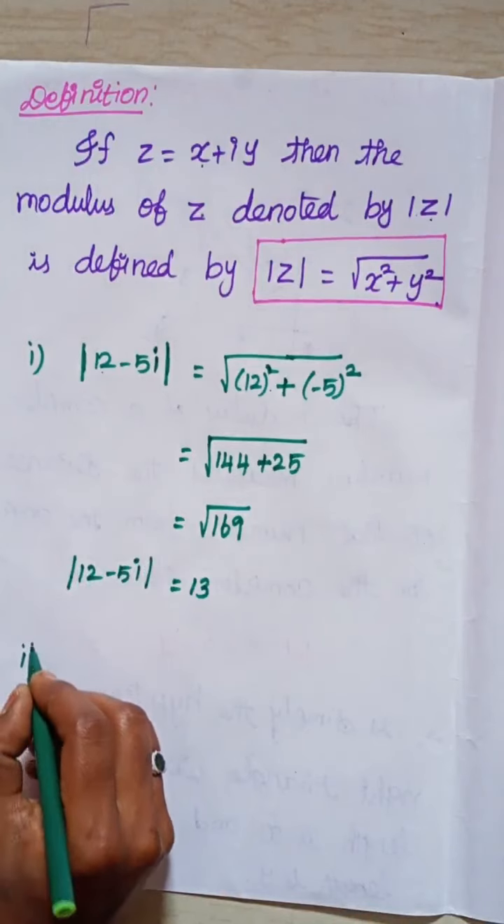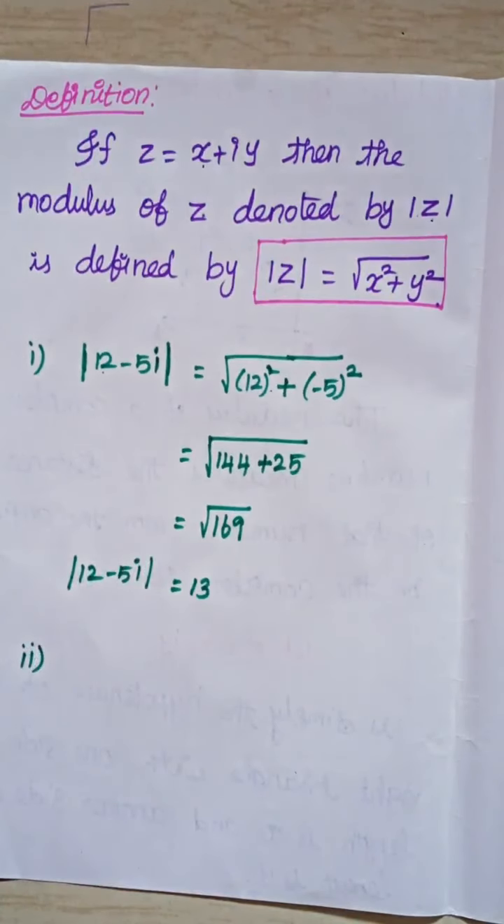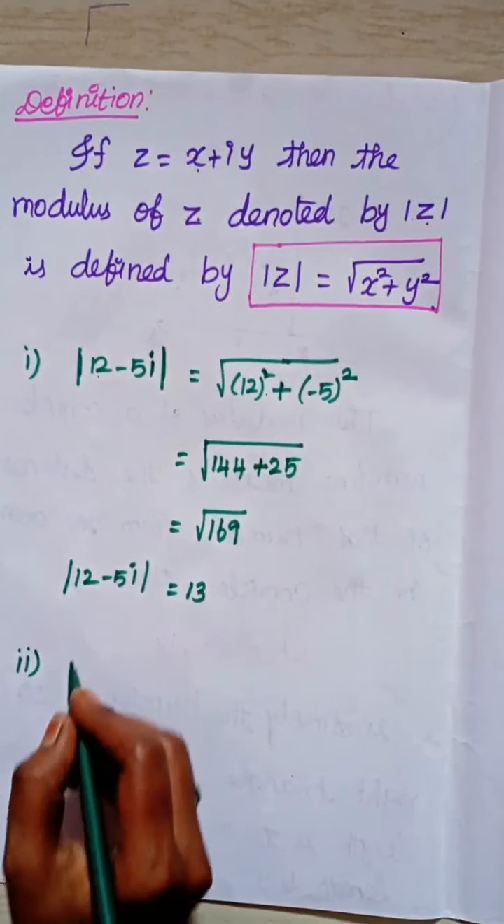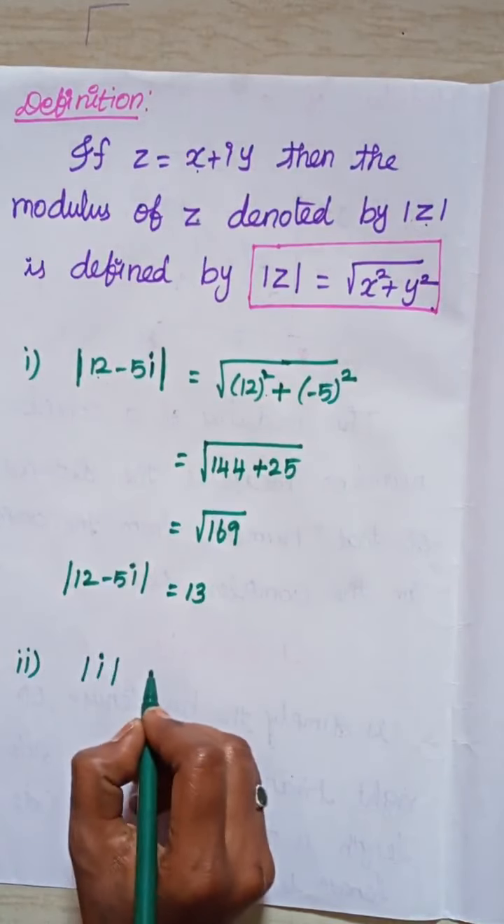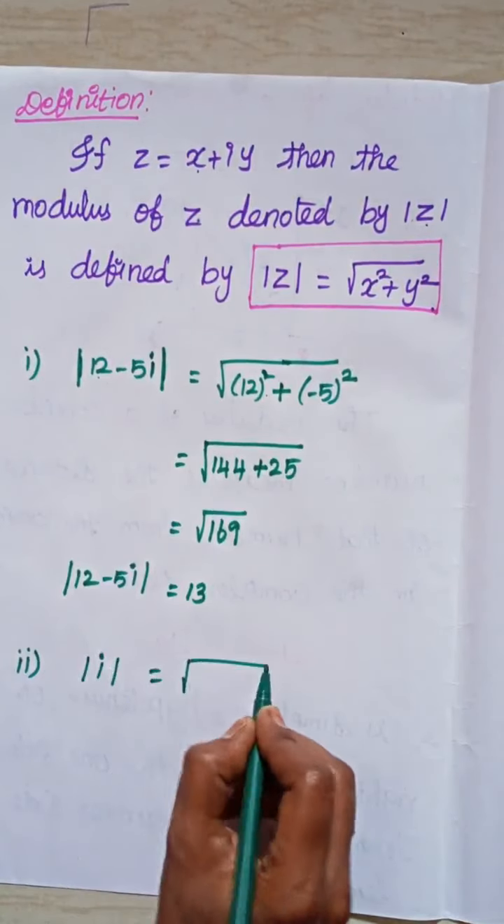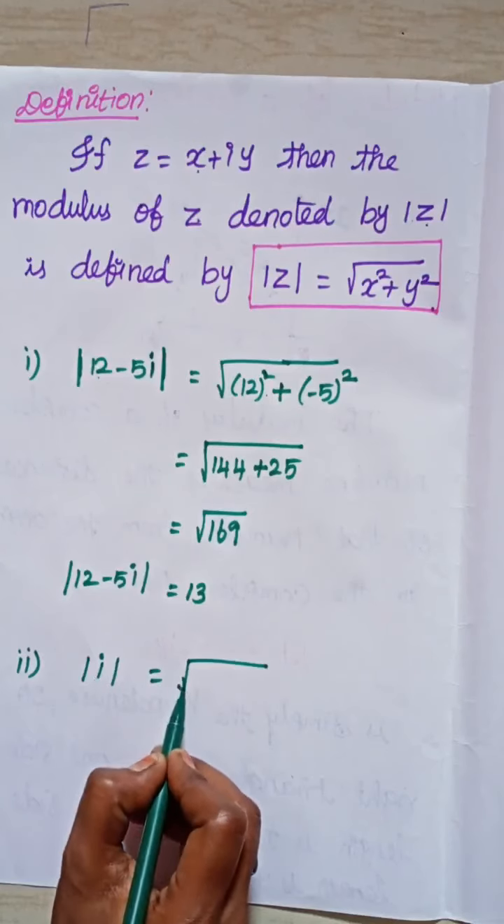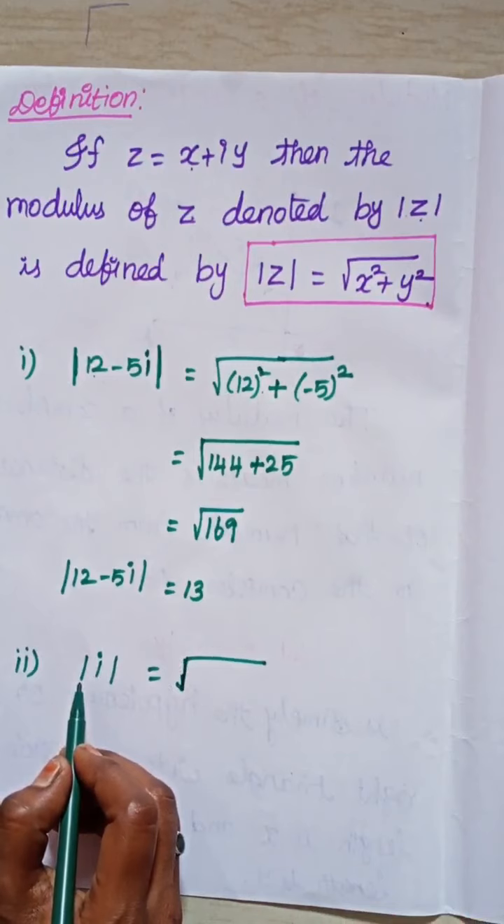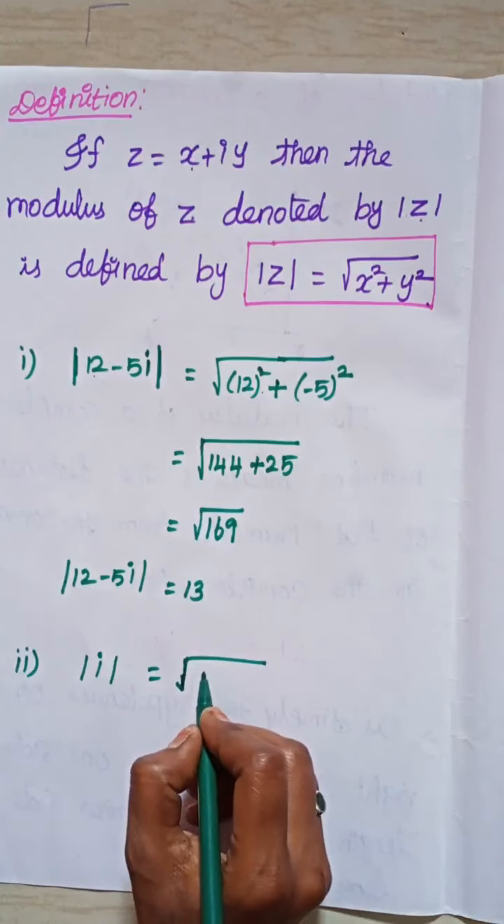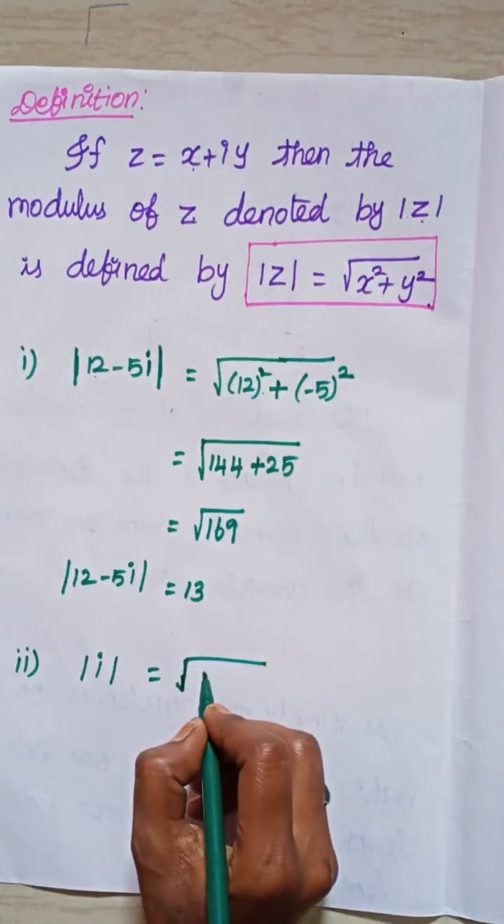See second result. Modulus of i, which is equal to square root of, here only the imaginary part occurs. There is no real part, so real part is 0. So x value is 0.